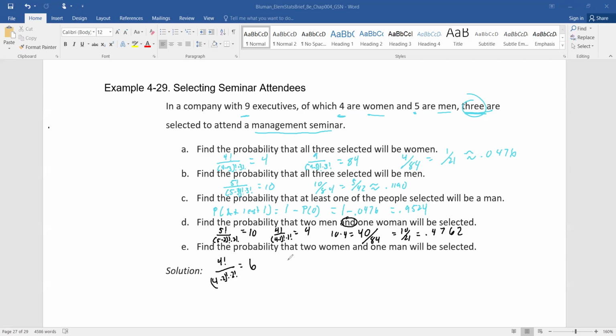And then for the men, this will be 5 factorial over 5 minus 1 times 1 factorial, which actually comes out to 5. So I have 6 options to pick 2 women, 5 options to pick 1 man. So this time it'd be 6 times 5, which is 30. Divide that by 84. I actually get 15 out of 42, which is about 0.3571. So there's now a 35.71% chance that I get 2 women, 1 man to go to this seminar.